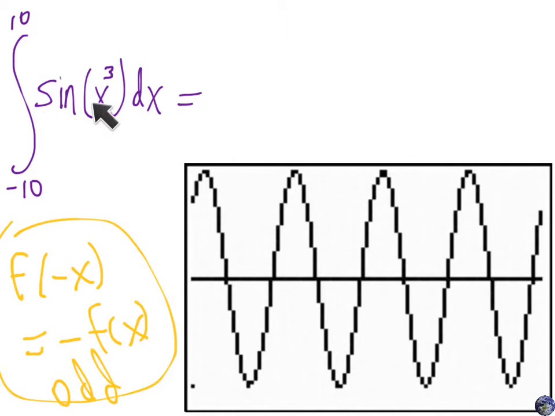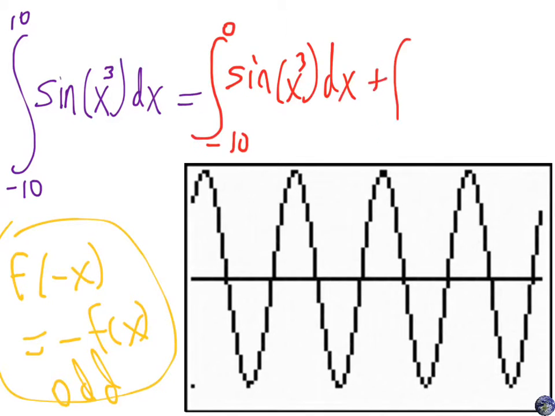Sine is also an odd function, right? Because I might not know what the sine of negative 8 is, but whatever it is, I know it's just negative the sine of 8. So we can use this fact, that we're integrating an odd function, to our advantage. Because the bounds are going negative 10 to 10, we can split this up and say it's the integral from negative 10 to 0 of sine x cubed dx plus the integral from 0 to 10 of sine x cubed dx.